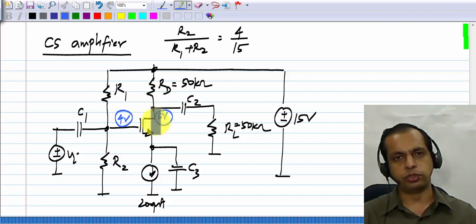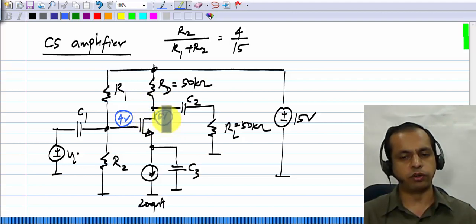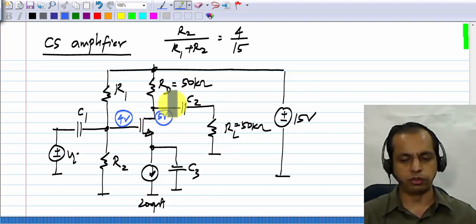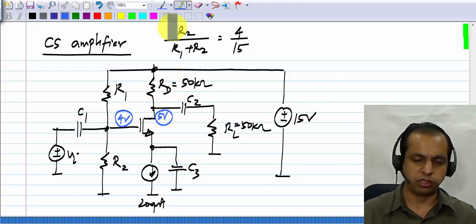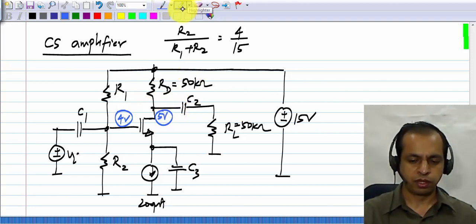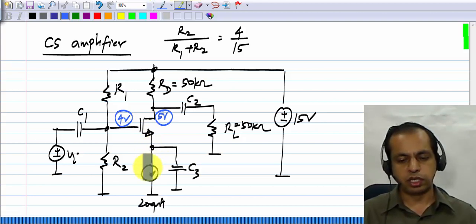If the drain falls to 3 volts, it will reach the edge of triode region, and if it falls further below, it will go into triode region. So now it's very much in saturation region. And what is the source voltage? I won't work it out now.